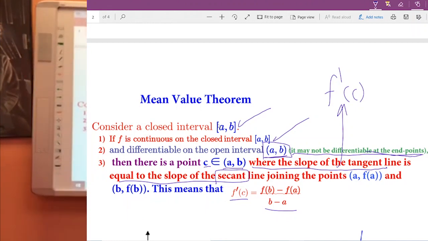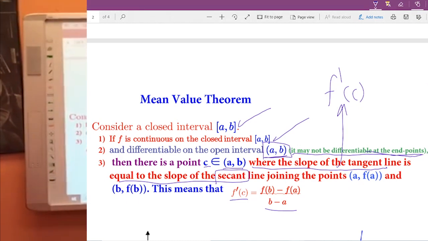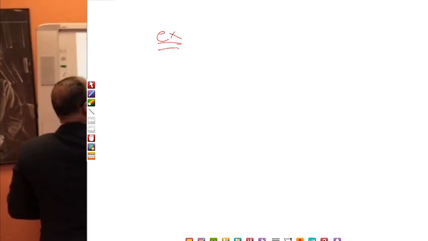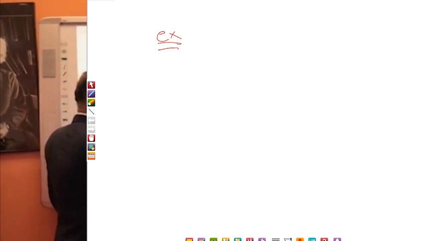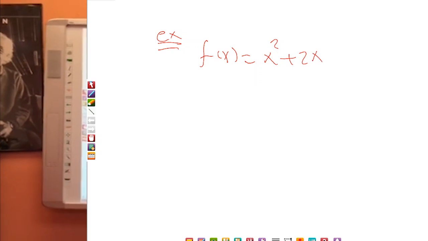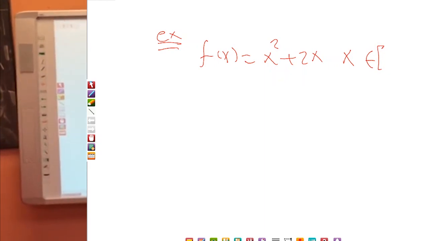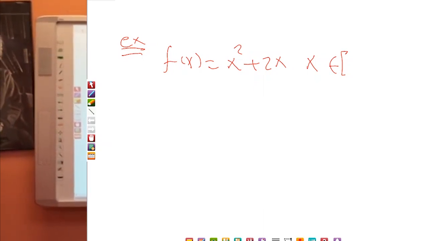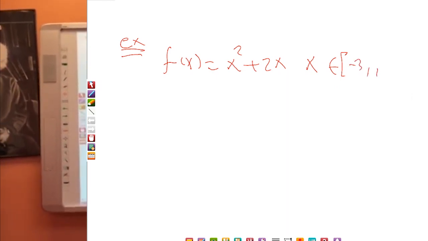Some examples illustrate this. Let us go to the board and apply some examples. Example one: to see which theorem, Rolle's or MVT, you can apply for this example. f of x equals x squared plus 2x, and x belongs to the interval negative 3 to 1.